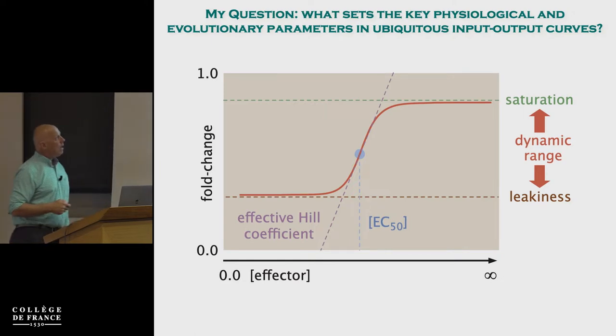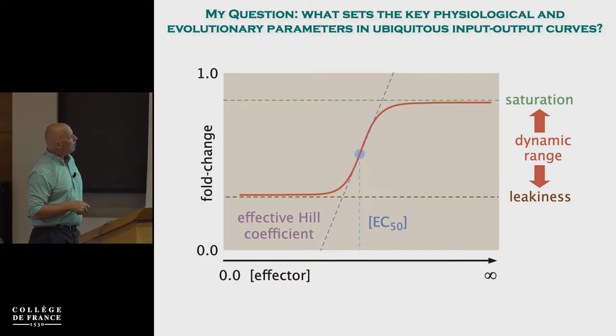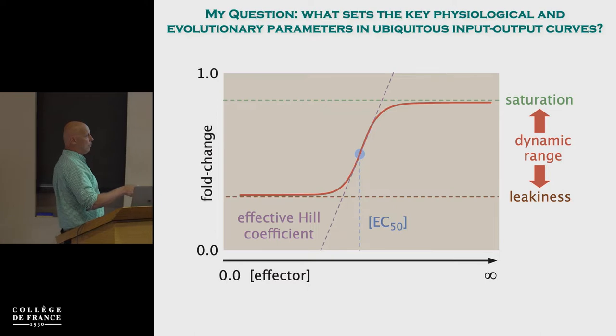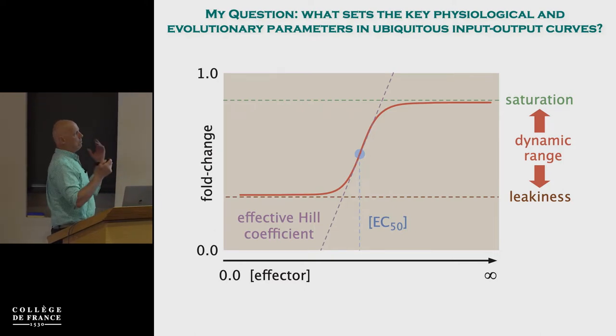So in a way, the question I want to ask, and this is a question we can ask about all sorts of things in life, even about ourselves and our responses to our environments, is that there's some sort of an input-output curve. So here what I'm showing you is the output on the y-axis. And on the x-axis, this is the concentration of some effector. It could be tension in a membrane. It could be the concentration of some molecule. It could be voltage or whatever. And this red curve is the input-output behavior.